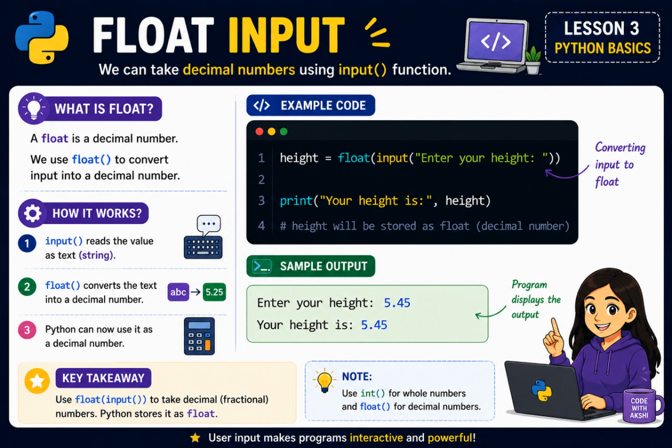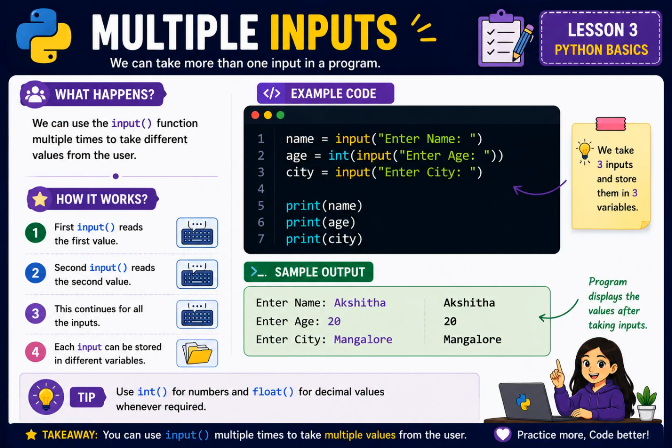Next is about multiple inputs. We can also ask the user for multiple values in the same program. For example, their name, their age, and their city. Each value is stored in a different variable. After collecting all the inputs, we can display them using the print function. This makes our program much more interactive and useful.